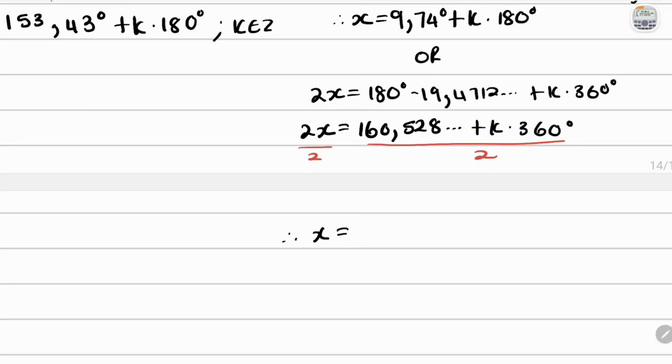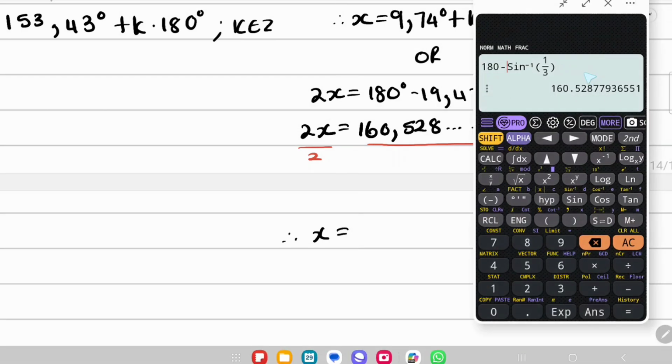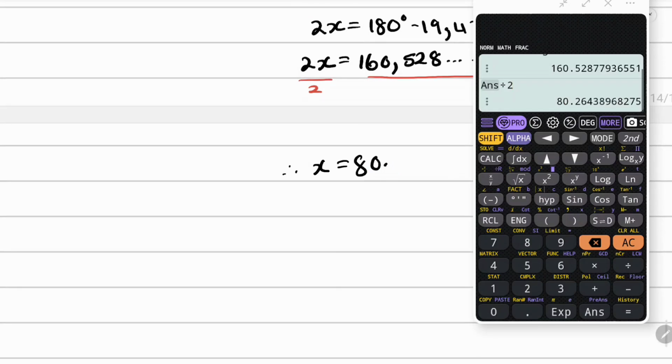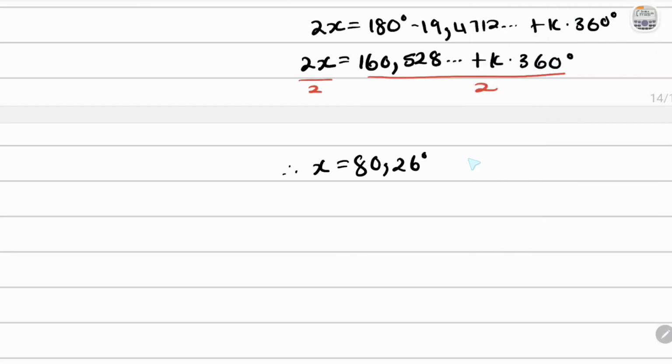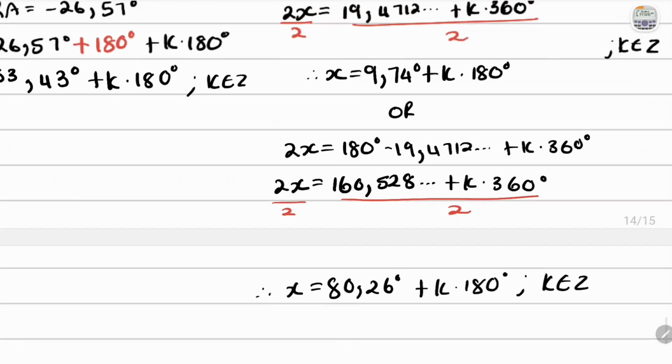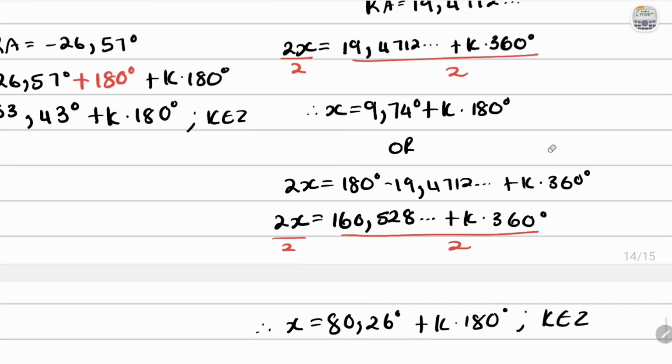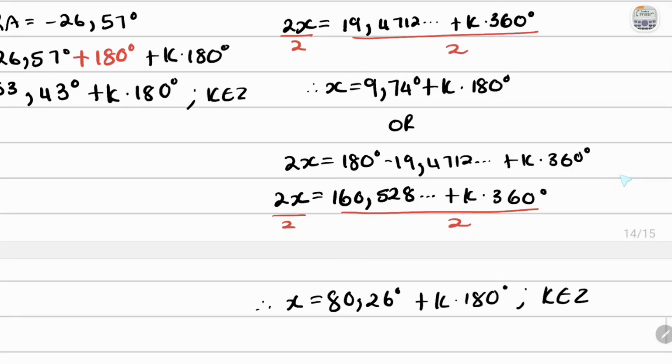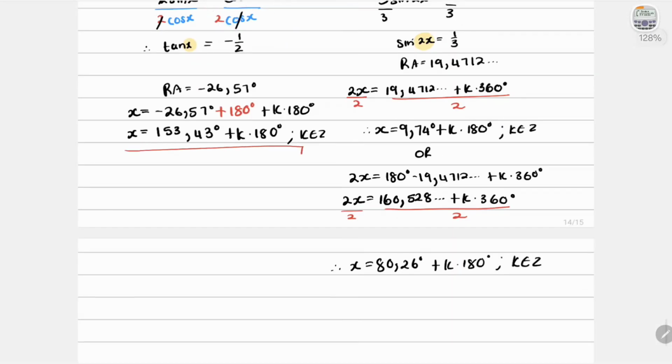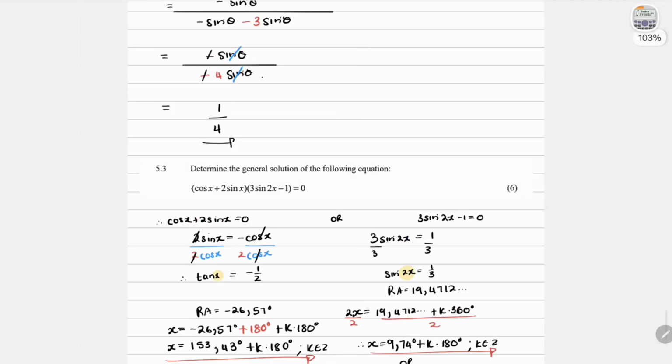Therefore, x is equal to, and we're going to take that whole answer, right? And you're going to say the answer divided by, you can use the answer button. You press AC and then say answer divided by 2. And our answer is 80 point something. And now we can round off, 80.26 degrees. And again here, that 360 divided by 2 gives you k of 180 degrees, where k is an element of integers there. And there, of course, as well. So those are our solutions. Okay, so our solutions are this, this, and finally this. So that is the general solution.